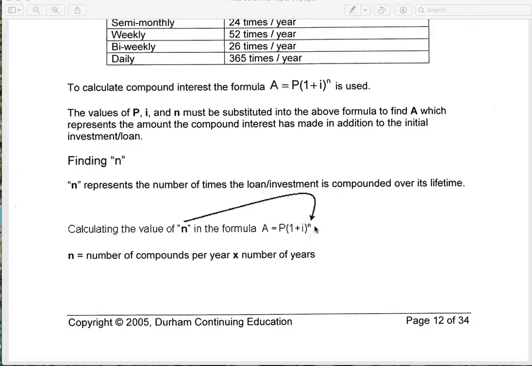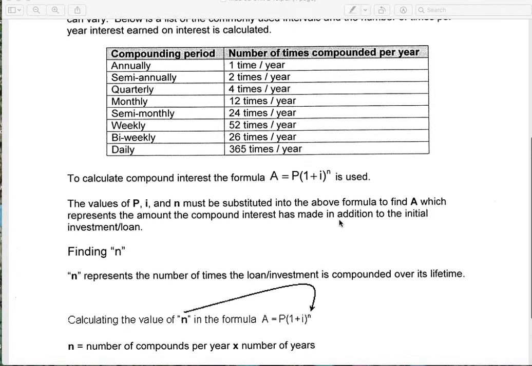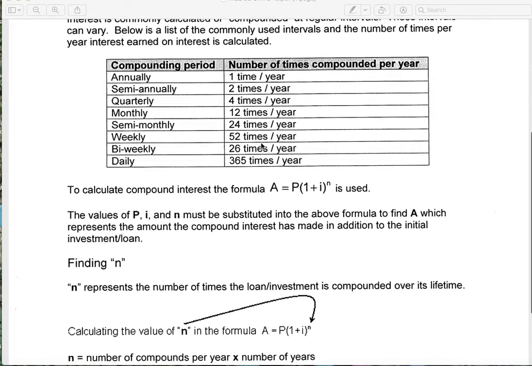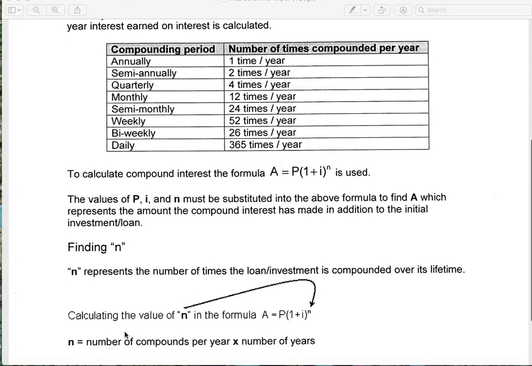This is an exponent. So in order to put a number in for this exponent, you first have to multiply the number of compounds per period. So that would be something like this. If it's semi-annually, it's 2 times. So you would multiply 2 times the number of years that the money is going to be invested. So you have to pay attention to the word that's in the question and the number of years.